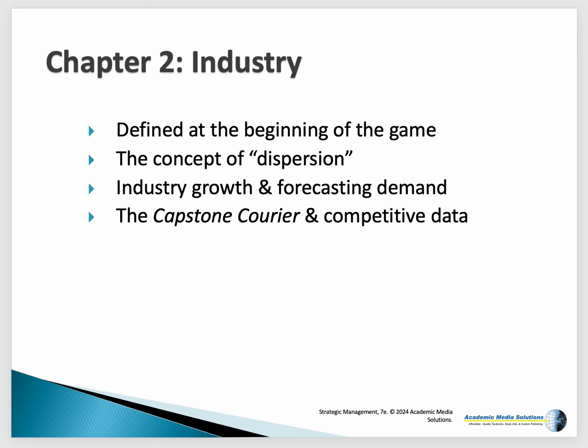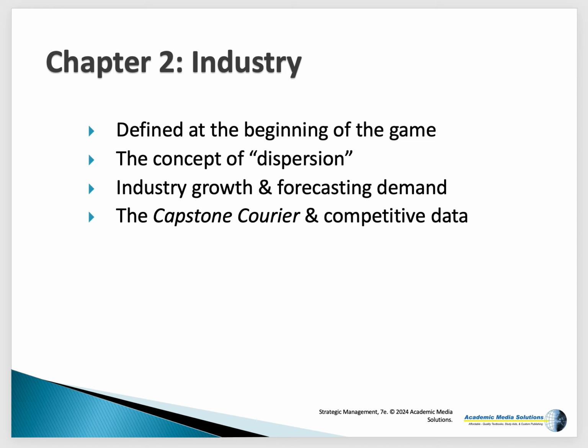Now, chapter 2 in the textbook is about the industry. Now, this is defined at the beginning of the game. You'll have between 6 and 10 companies. Everyone starts at the same point because, again, the industry starts by the government dividing a monopoly into equal companies, each with a product in the same position, in the same segment.